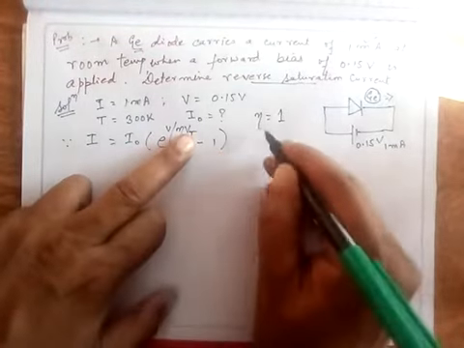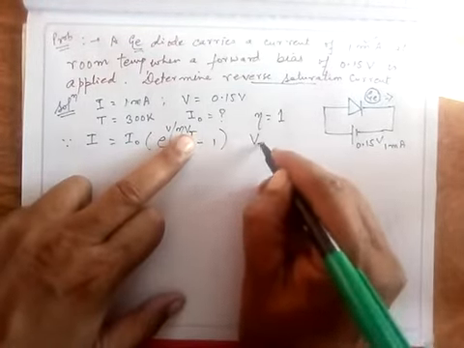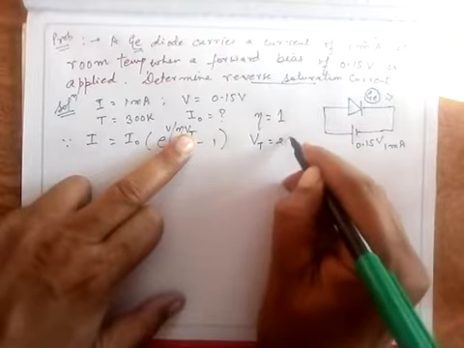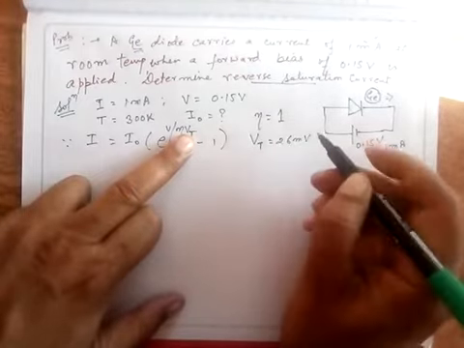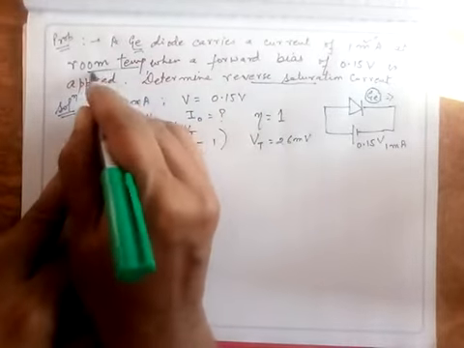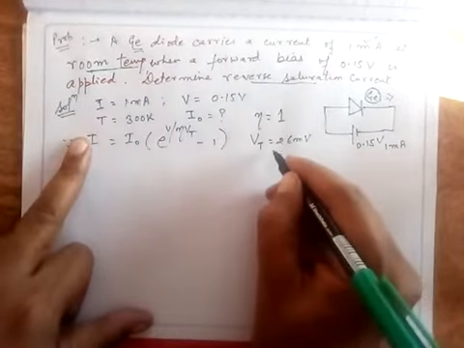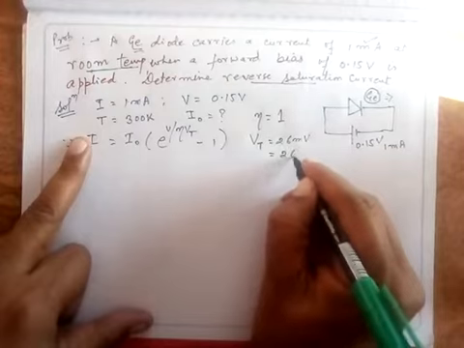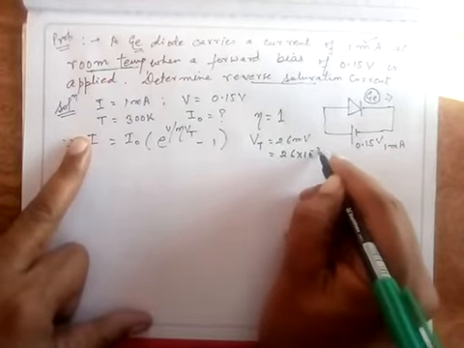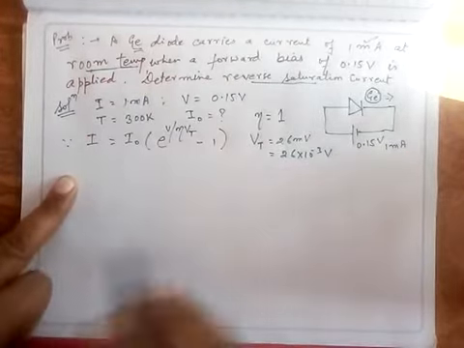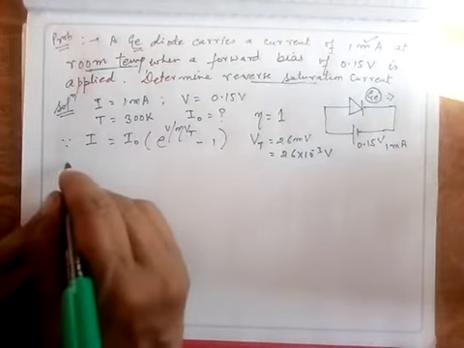And Vt, what is the value of Vt? At room temperature, Vt is equal to 26 millivolt. Since it is saying that it is at room temperature, directly you have Vt as 26 millivolt, and I can say it is 26 into 10 to the power minus 3 volt. I simply substitute these values here. I is equal to 1 milliampere.